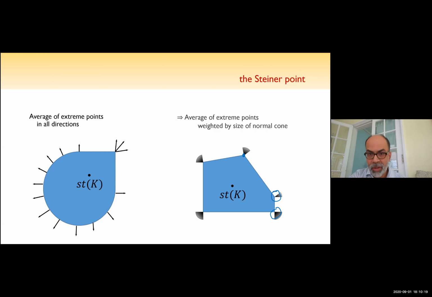And this picture, if there's one picture to keep in mind, actually both these pictures are very useful. This picture: just look at the corners, look at the volumes of those guys, and average according to that weighting. This is the Steiner point. Okay, good.